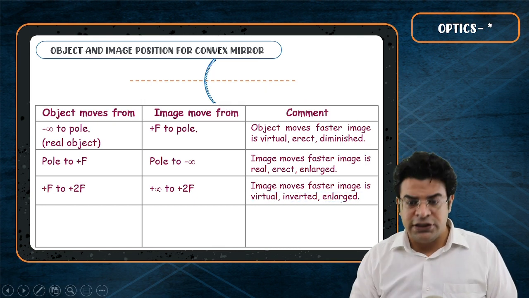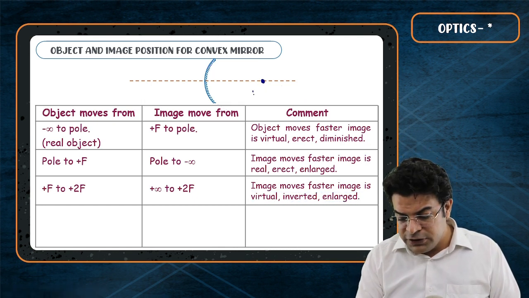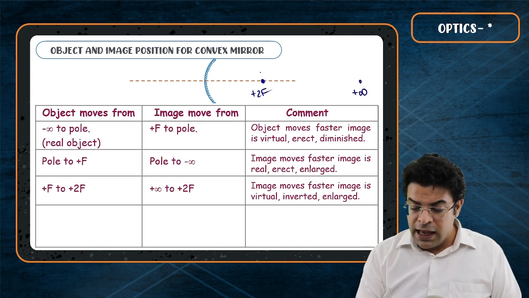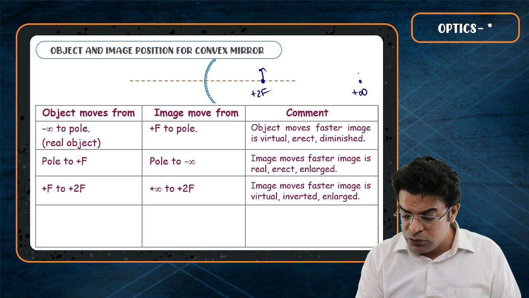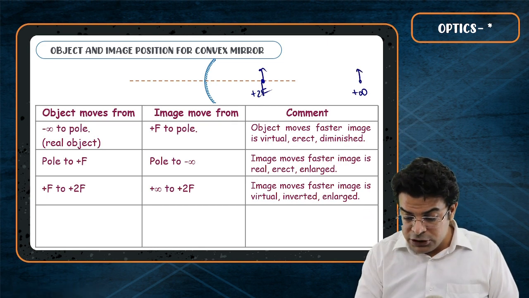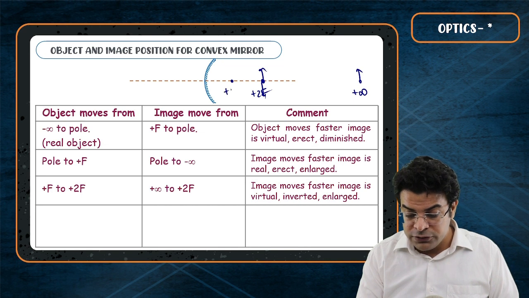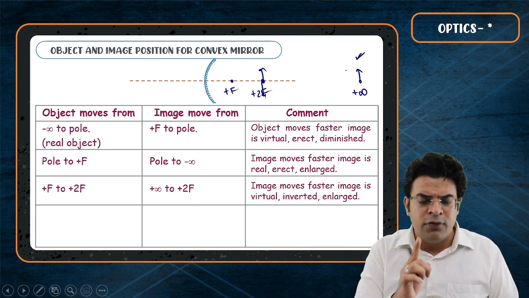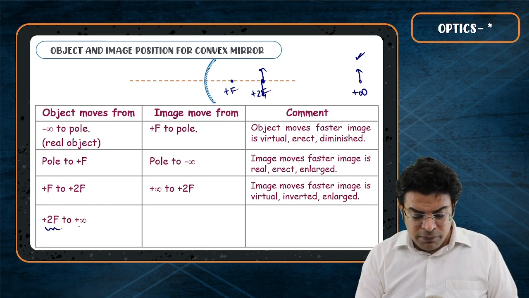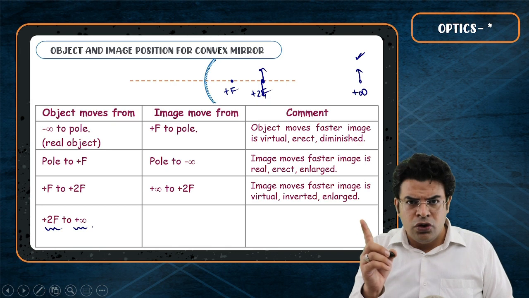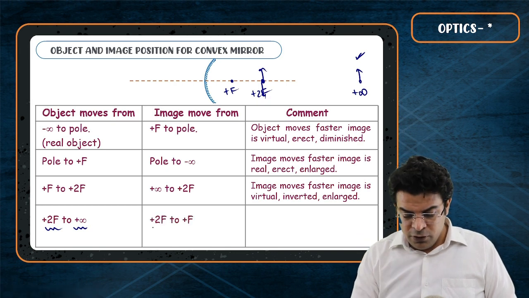Now comes the last case, when the virtual object moves from plus 2f to plus infinity. As the virtual object moves from plus 2f to plus infinity, the image moves from plus 2f to focus. Why? Because for the object placed at infinity, the image should be at focus. So when the object moves from plus 2f to plus infinity, the object is virtual, no doubt. The image will move from plus 2f to plus f.